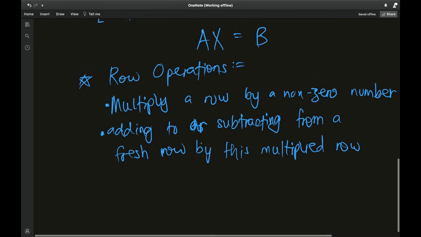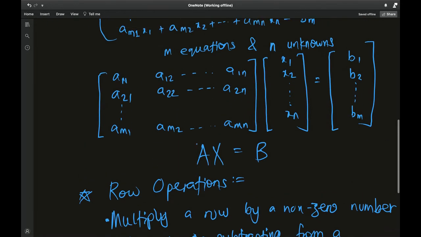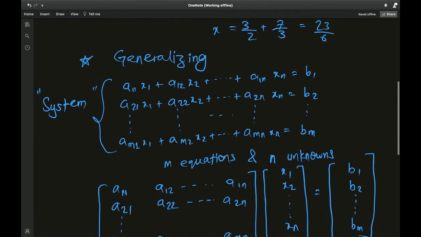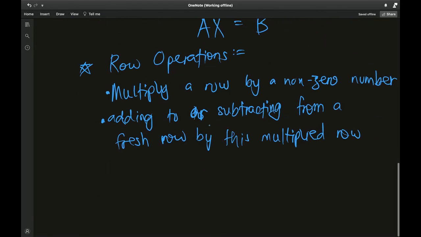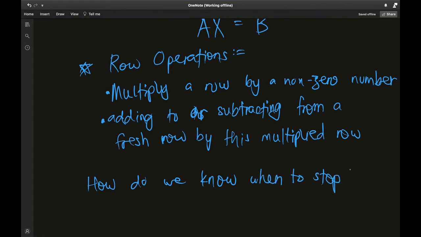Okay, now this is the idea of generalizing it. Here we did one row operation. For a system like this, we may require them a multiple number of times. But now the most logical question to ask is, okay, fine, if we are going to use this method of row operations, how do we know when to stop? Because there might be some stop point beyond which there's no point in doing any row operations.